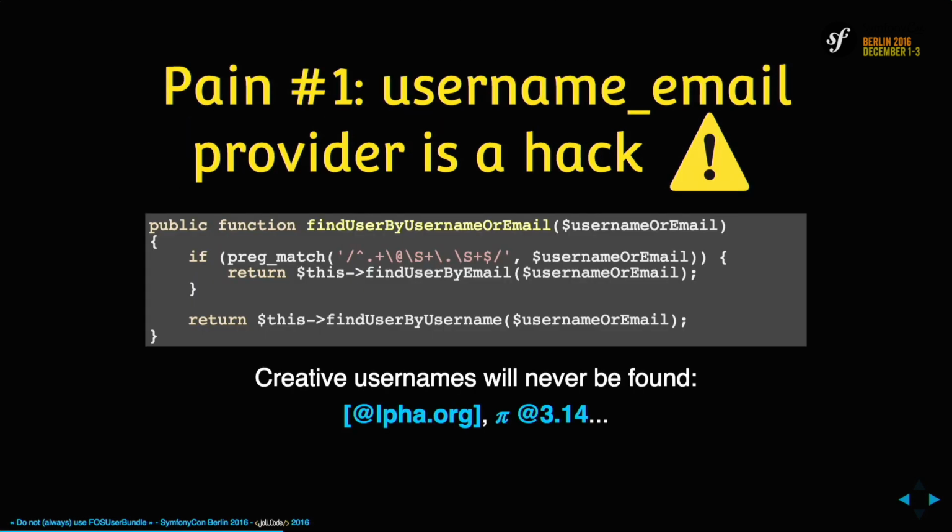Although the username email user provider is a bit hacky, inside of it you can find this method findUserByUsernameOrEmail. And what it does really, it's checking whether the username looks like an email or not. And if it does, it looks for the email field. If it does not, it looks for the username field. So some creative usernames will never be found.